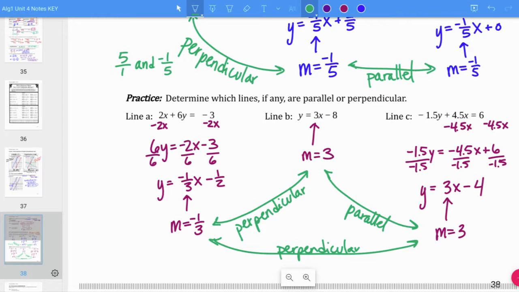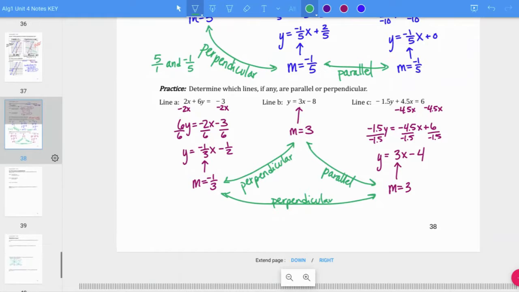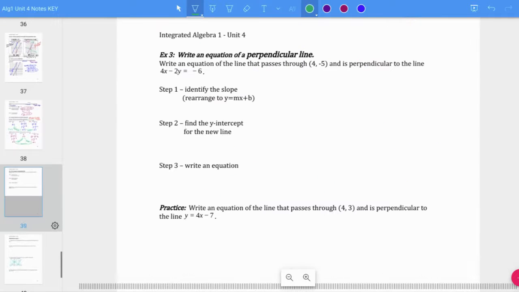All right. Last example has to do with writing a perpendicular equation. The last one's on page 39. How to write the equation of a perpendicular line. Same idea. They have given me a point, right? So I'm trying to write the equation of a line through this point. Here's my x and my y. But this time it is perpendicular to this line. Now perpendicular is my big hint that I need an opposite reciprocal slope.